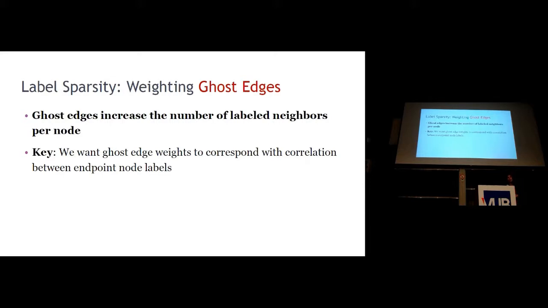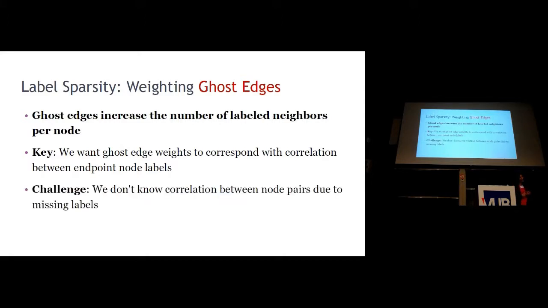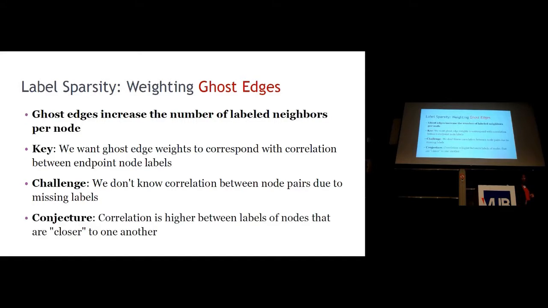The key to success with the ghost edges is to come up with edge weights for them that would correspond to some correlation between the labels of the edge points, right? Because again, I want to have some dependency that's easy to learn. The challenge is that we don't know what the correlation is between the nodes because the labels are missing. So how are we going to approach this? We have this conjecture that the correlation is higher between the labels or states of nodes that are closer to one another.